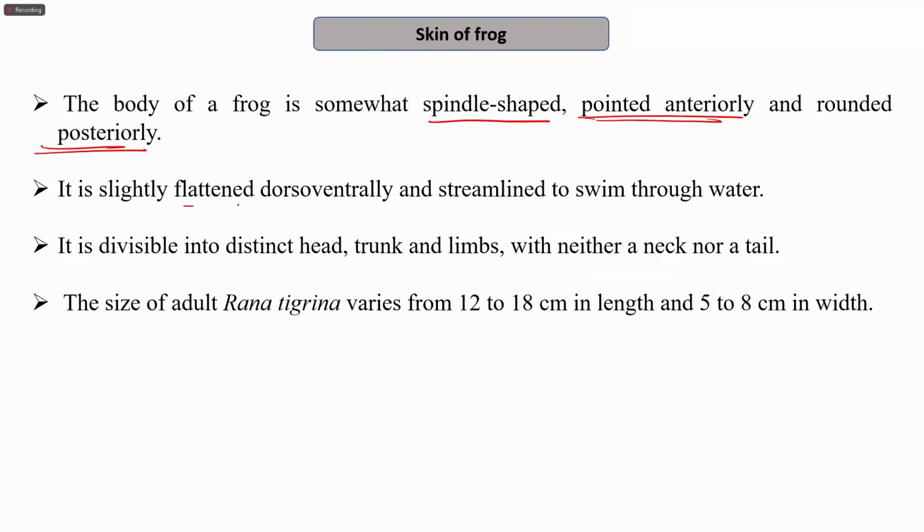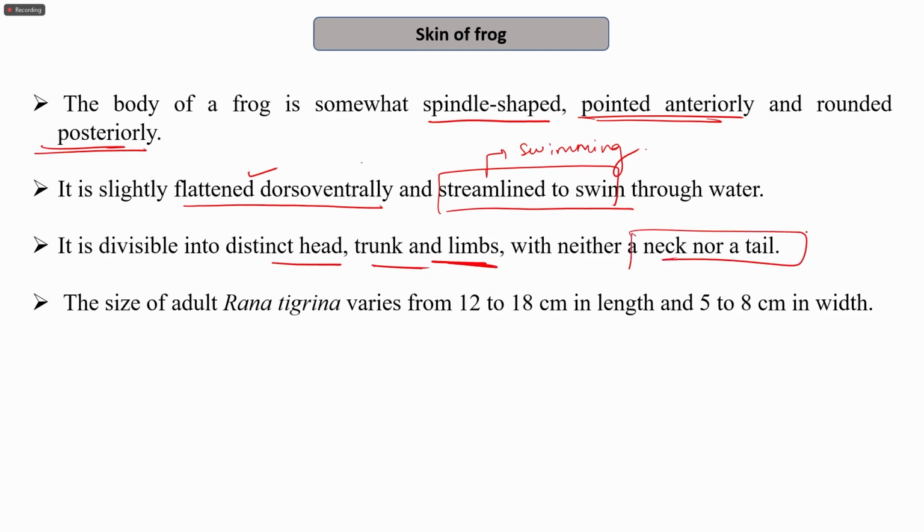It is slightly flattened dorsoventrally and streamlined to swim through the water. This type of body structure helps in swimming. It is divisible into distinct head, trunk, and limbs, with neither a neck nor a tail. So the neck and tail are absent, and the body can be divided into head and trunk with two pairs of limbs. The size of adult Rana tigrina varies from 12 to 18 centimeters in length and 5 to 8 centimeters in width. This is the general morphology.